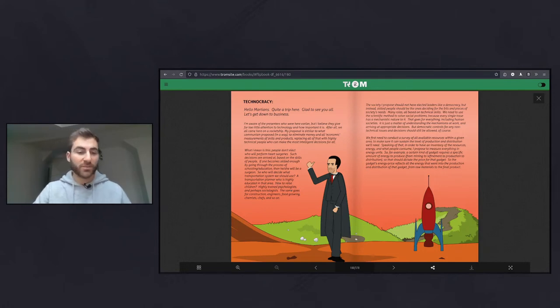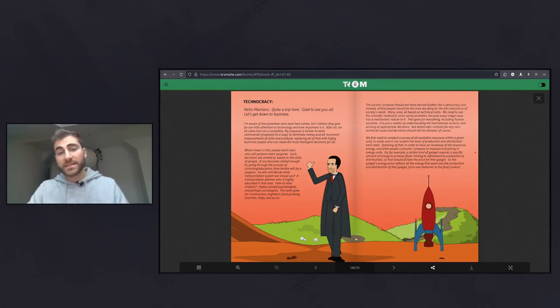So, who will decide what transportation system we should use? A transportation planner who is highly educated in that area. How to raise children? Highly trained psychologists and perhaps sociologists. The same goes for construction, engineers, food growing, chemists, chefs, and so on. The society I propose should not have elected leaders like a democracy, but instead skilled people should be the ones deciding for the bits and pieces of society's needs. Many roles, all based on technical skills.